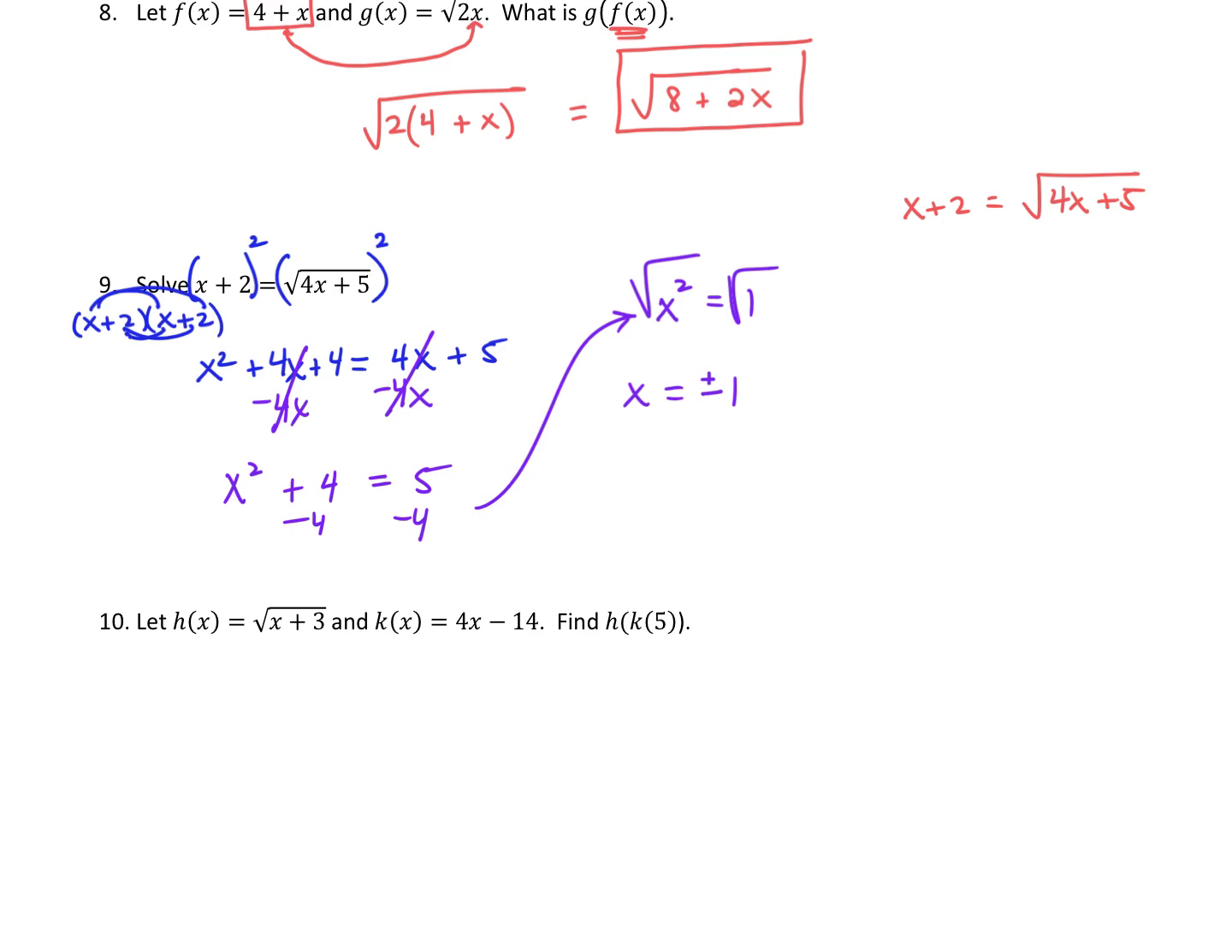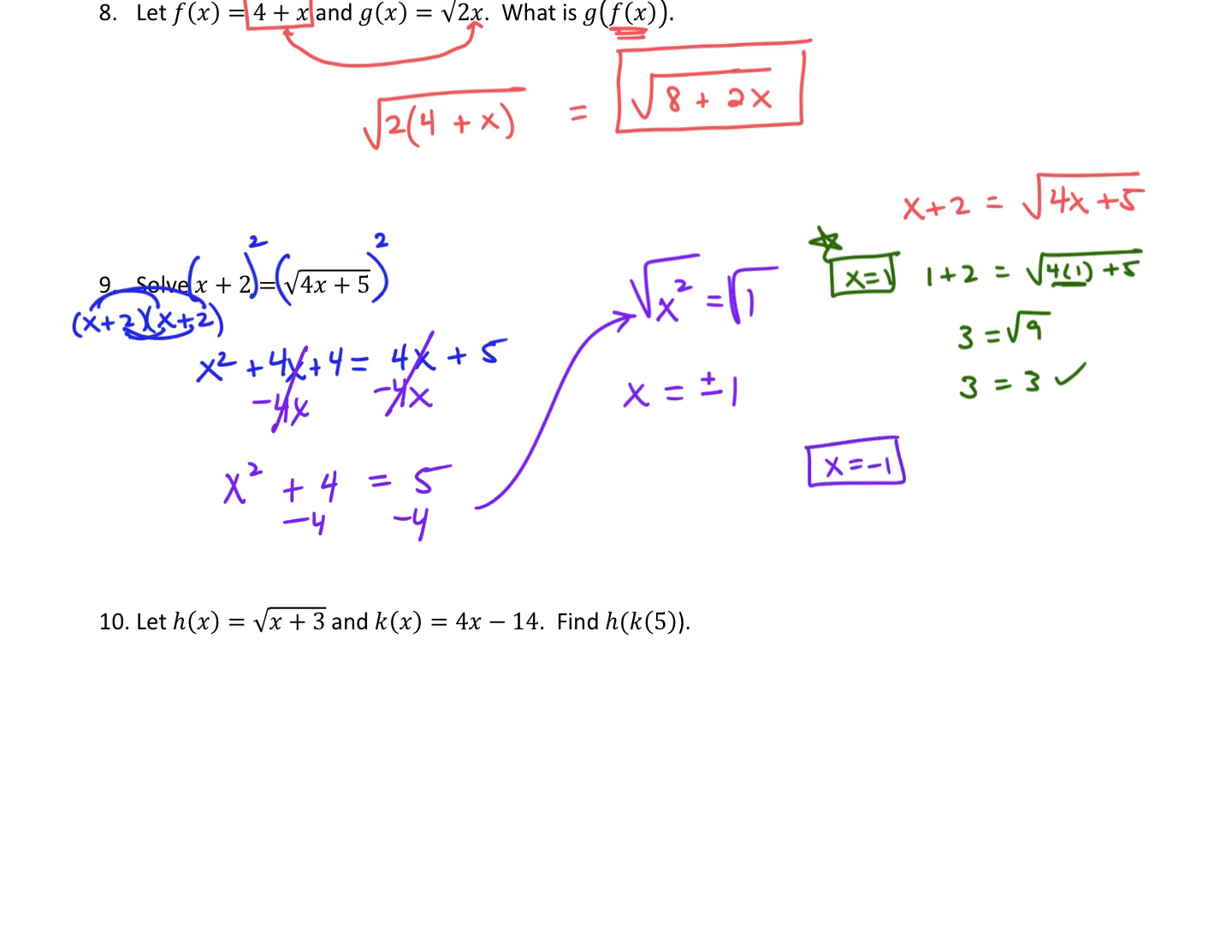We got a positive 1 first. So let's see if x equals 1 works. I'm going to plug in a 1 for all the x's. So 1 plus 2 equals the square root of 4 times 1 plus 5. 1 plus 2 is 3. The square root of 4 times 1 is 4, plus 5 is 9. And the square root of 9 is 3, so we have 3 equals 3, so that one worked out. So x equals 1 is a solution. Now let's see if x equals negative 1 is a solution.